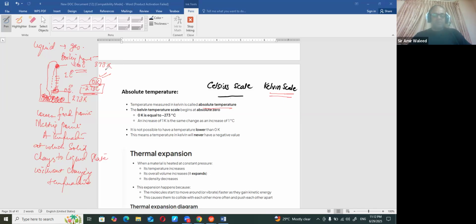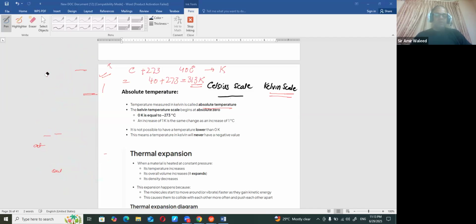Now, very important one thing. If you want to convert Celsius into Kelvin, you have to add 273 to that. For example, if I ask you to convert 40 degrees Celsius into Kelvin, how do you do this? 40 plus 273 will provide you the answer, which is 313. So 313 K will be the temperature in kelvins.